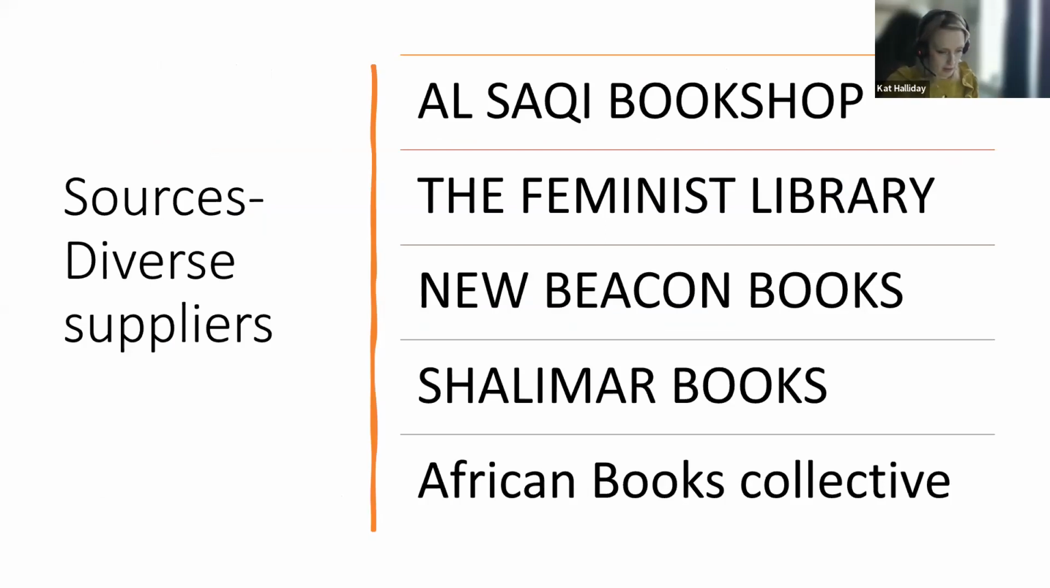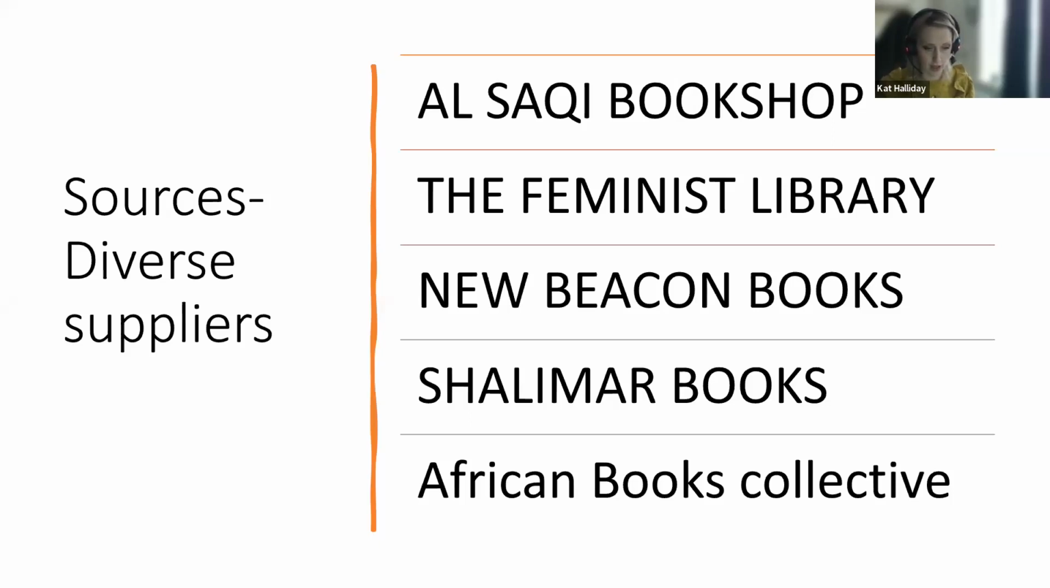So I spoke about sources. There are some great independent bookshops in the UK, and if you are able to, please try and purchase from them. The Al-Saqi bookshop, based in Paddington, sells Middle Eastern and Arabic language books, and is very popular due to its stock of books which are generally banned in the Middle East. The Feminist Library has a large collection on women's liberation movements, and it also has an amazing feminist bookshop. So if you're looking for intersectional material, that's always a great place to have a look.